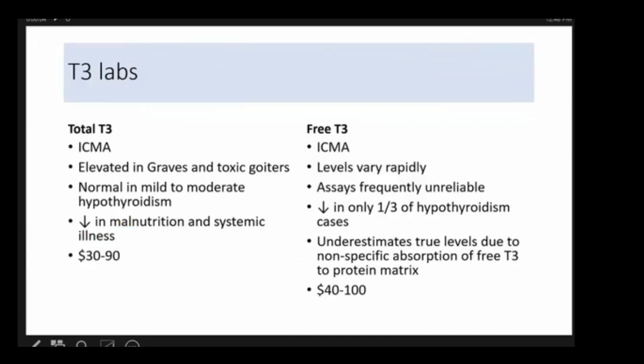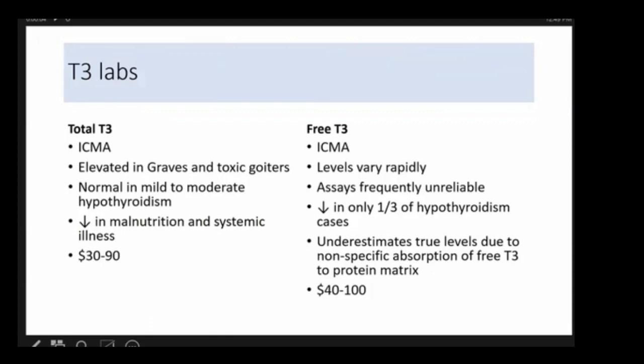A free T3 is just not a very useful test. It can be very variable throughout the day. The levels can vary rapidly. The assays just aren't very reliable, and it's low in only about a third of patients with hypothyroidism. So you can have a normal free T3, but be pretty profoundly hypothyroid. It underestimates the true levels because of the non-specific absorption of free T3 to a protein matrix used in the test. So it's a little more costly and just not very reliable. So in general, we say don't order a free T3.